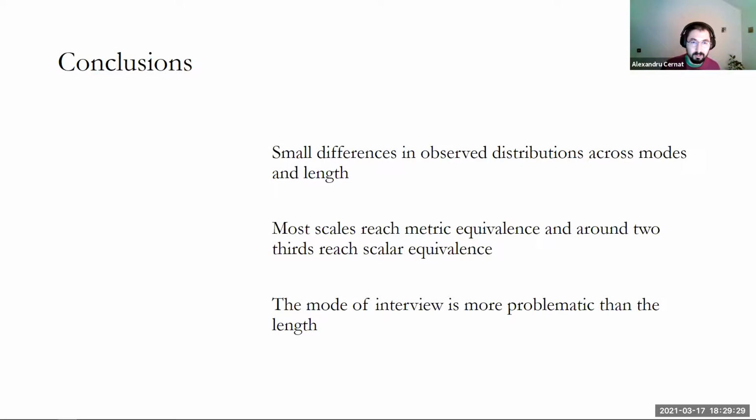So, conclusions from this study. Overall, we see small differences across modes and mode designs. When we look at means and standard deviations, most scales have metric equivalence across groups, and around 2/3 have scalar equivalence. And looking at design decisions, it seems that the mode is more important, or something to consider more than the length. It seems that having a shorter survey using a random design where people get fewer questions in a self-completion design works relatively well and is less problematic than the differences between face-to-face and self-completion.